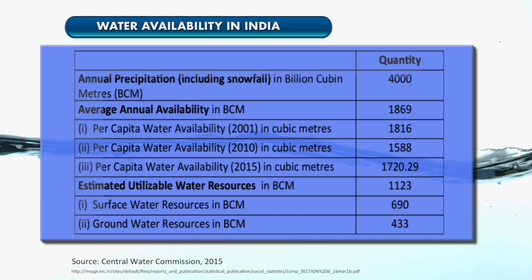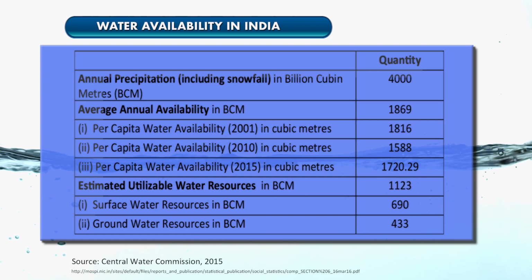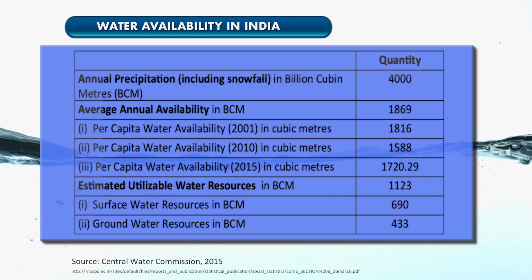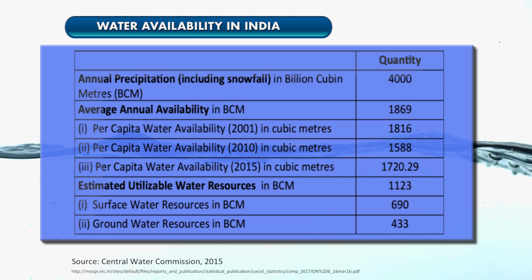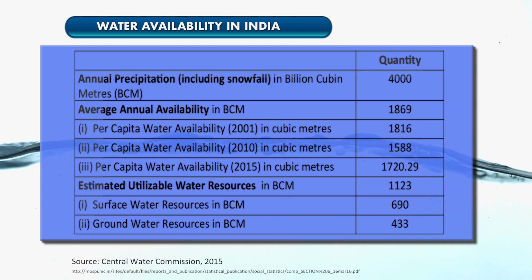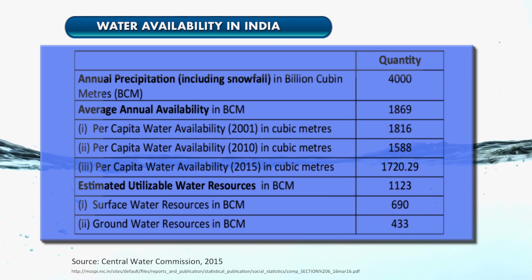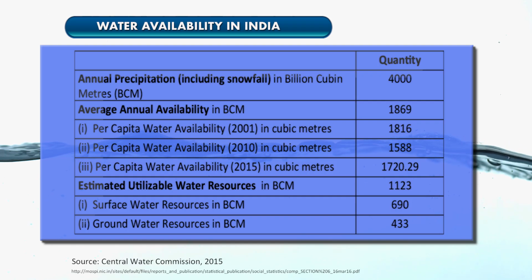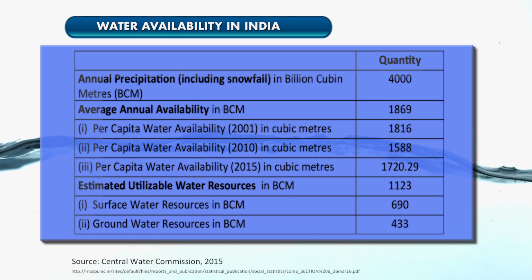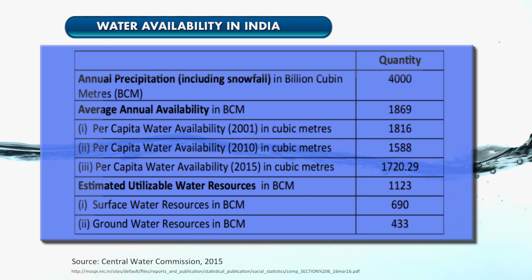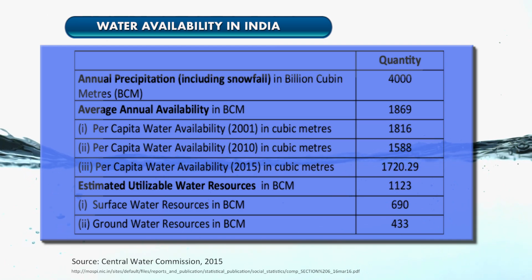So there is a change in the availability of water, and there is a decline in the availability of water over a period of time. The estimated utilizable water resources available in the country is 1,123 billion cubic meter. We have surface water resources of 690 billion cubic meter and groundwater resources of 433 billion cubic meter, and this figure was given by the Central Water Commission in the year 2015.